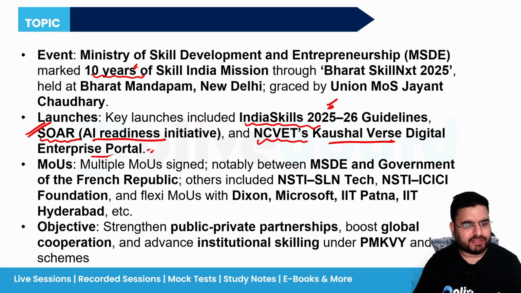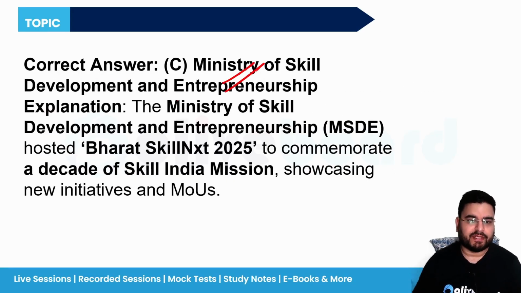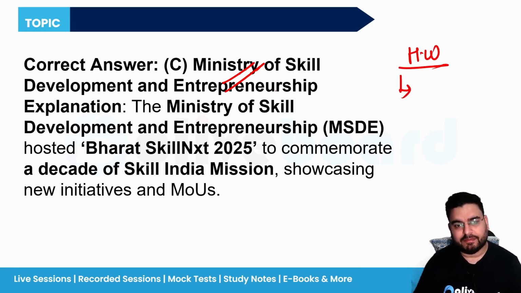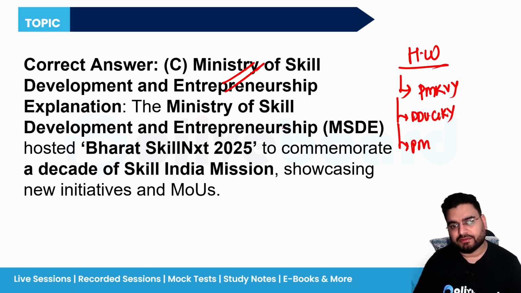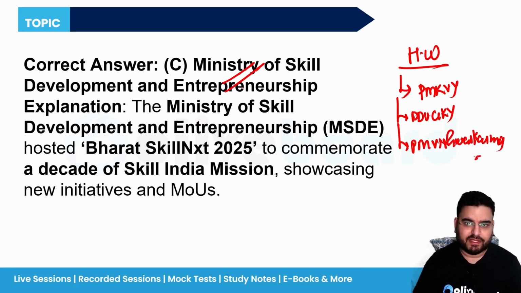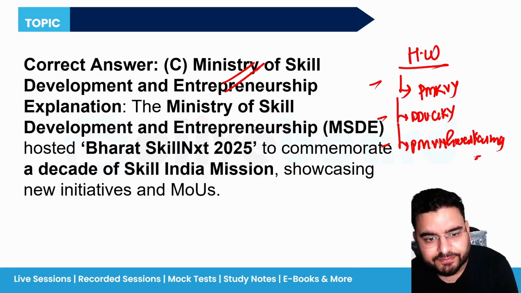There were multiple MOUs signed with different countries also. The overall objective of this event was to promote public-private partnership and to advance the Pradhan Mantri Kaushal Vikas Yojana. So just remember this thing. Correct answer is Ministry of Skill Development and Entrepreneurship. Now your homework is, please remember the schemes. What are the important things? Pradhan Mantri Kaushal Vikas Yojana, Deen Dayal Upadhyay Gramin Kaushal Yojana, and PM Vishwakarma scheme. Just the key points. Make a quick note of these three schemes. This is your homework. Got it?